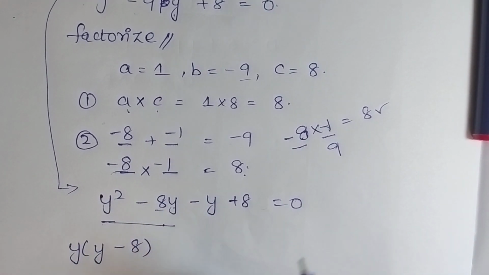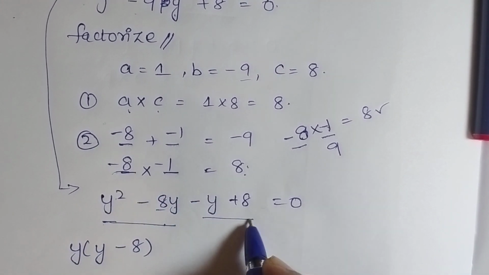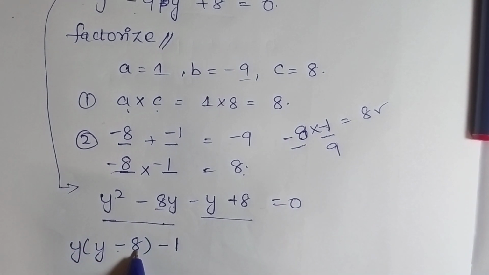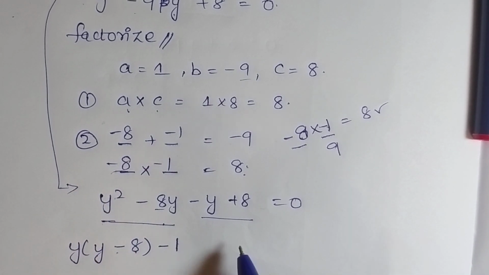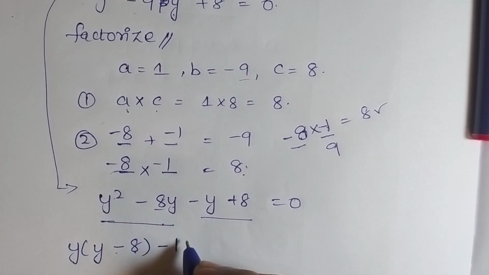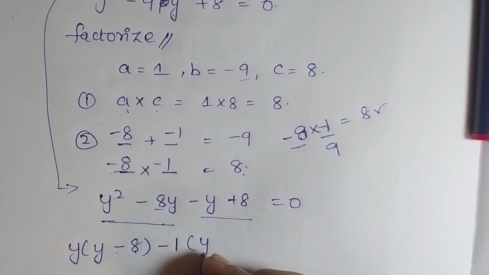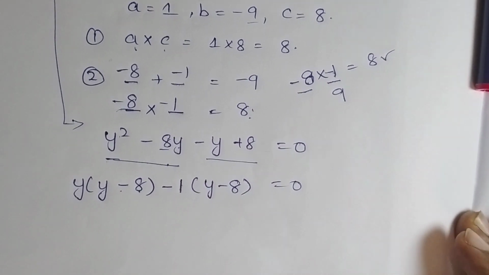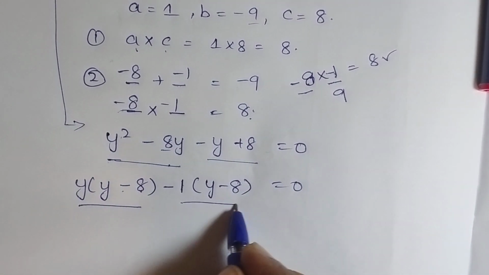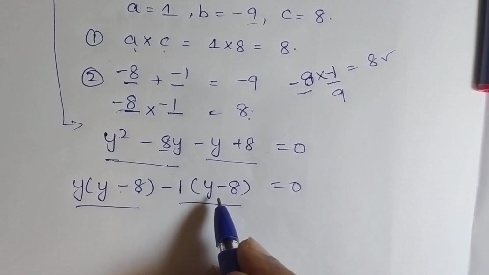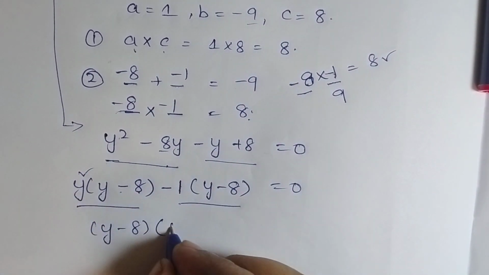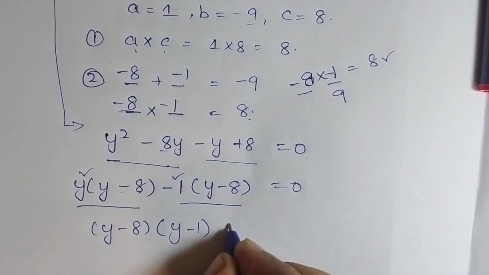Therefore, I'm going to consider 1 is common between these two. So I'm going to take minus 1, because here y minus 8 is there, so the upcoming term must also have y minus 8. In order to make that, I'm going to take that minus out. Therefore I'll get y minus 8 here also. In the next step, if you see these two terms, what will be common? Y minus 8 is common. I'm going to take that out, and the remaining is y, and here is minus 1. I'm going to write that likewise.